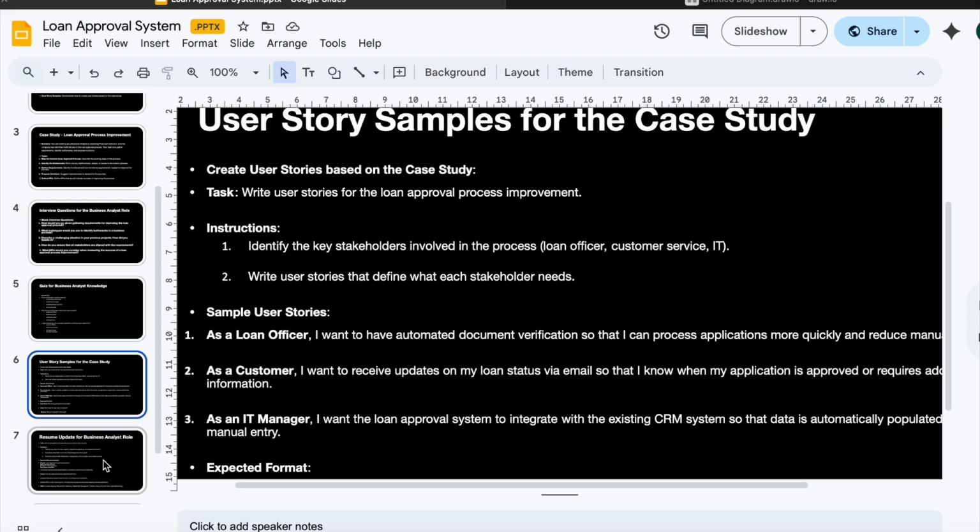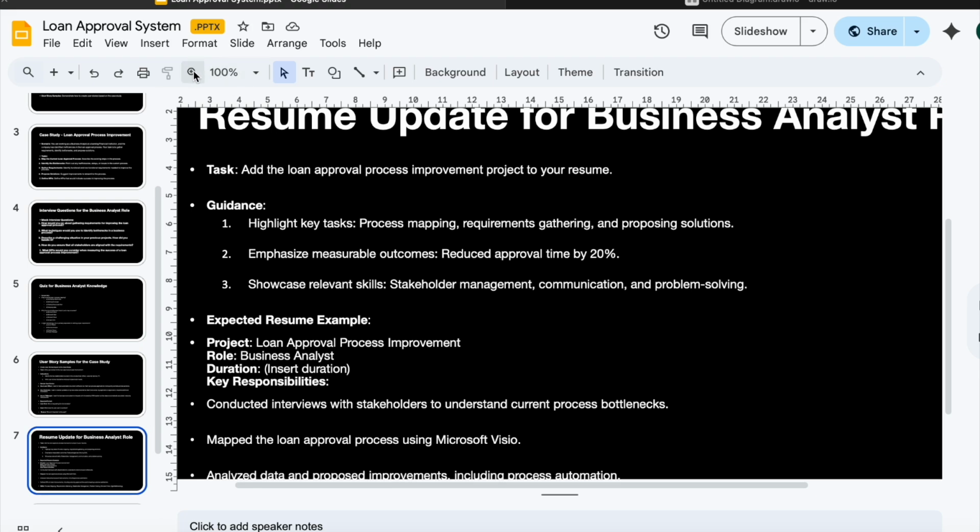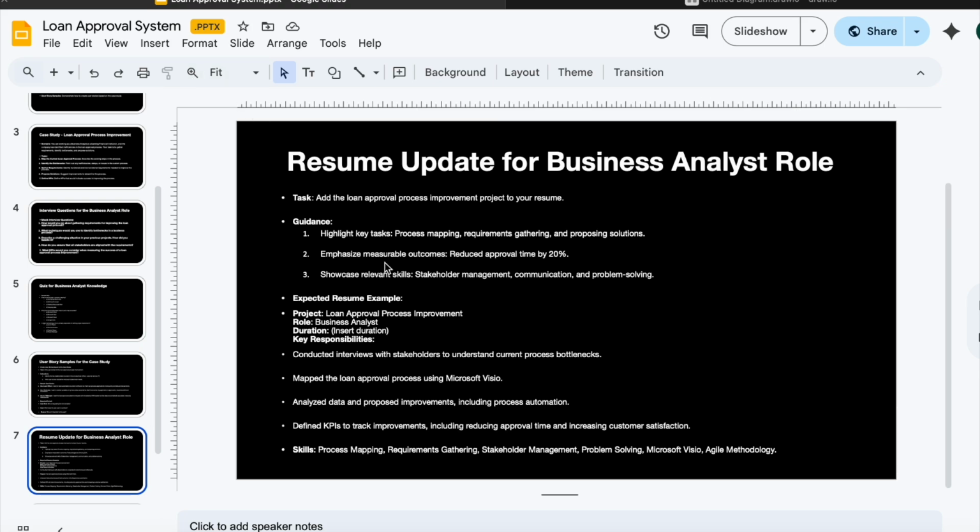Now the important part is the resume update. How can you showcase this case study in your resume? You can list it under this one project. The responsibilities, what you have done: you conducted interviews with stakeholders to understand the current process and bottlenecks, right? Mapped the loan process using Microsoft Visio. You can mention the tool you used in this project.